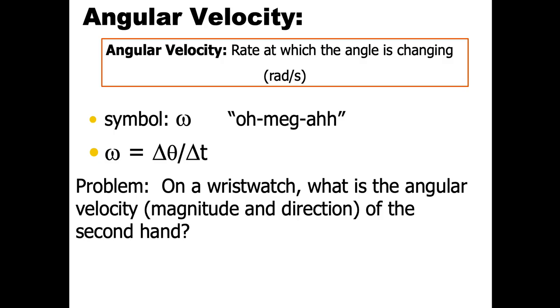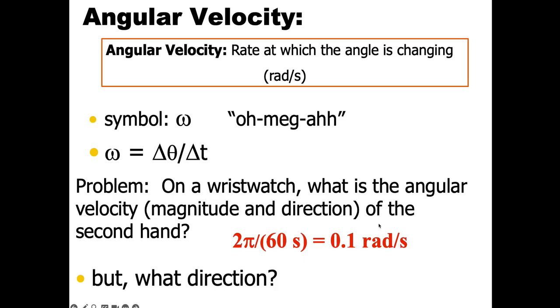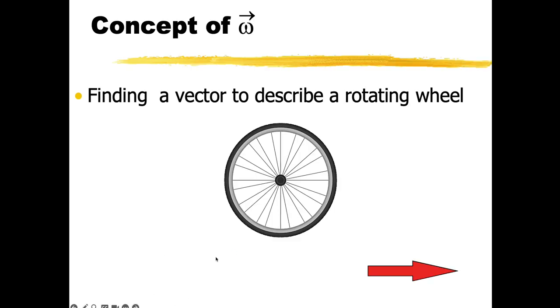Well, it's going to go 2 pi, or a full 360 degrees, all the way around in 60 seconds. So that boils out to be about 0.1 radians per second, the angular velocity of a second hand. But what direction? This is the thing we need to think about. What is the direction of that vector?